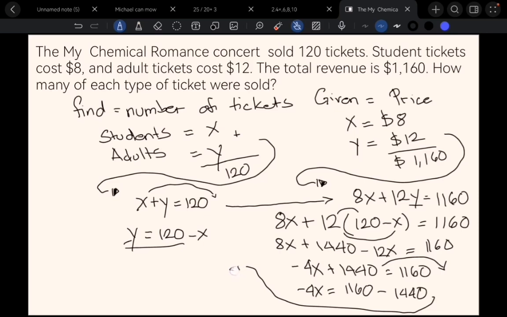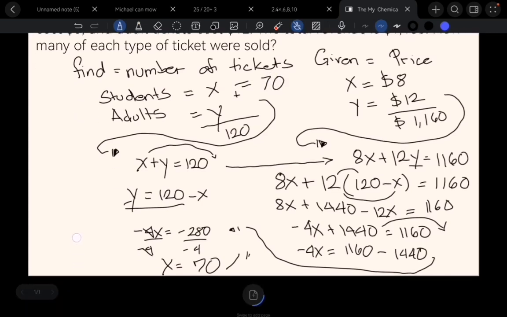Then let's transfer here to make it a little bit bigger. All right, so that's negative 4x equals negative 280. Of course, divide both sides by negative 4 to isolate the x. Then x is equal to 70. So we're able to get the number of student tickets, or the value of x, that is 70 tickets.